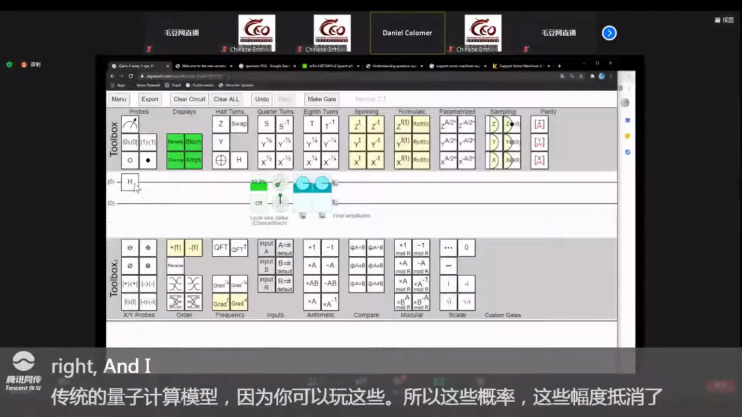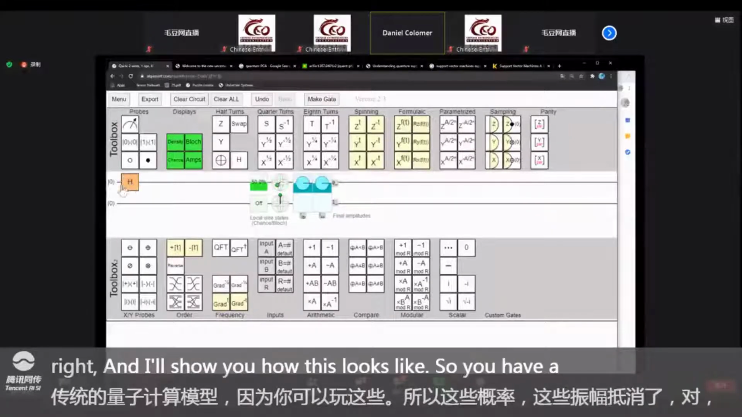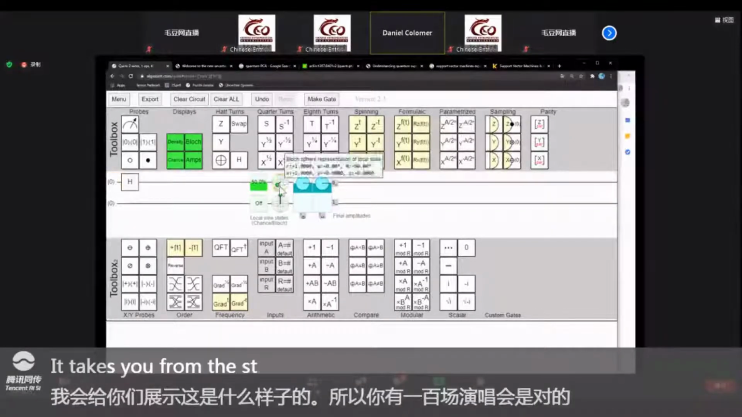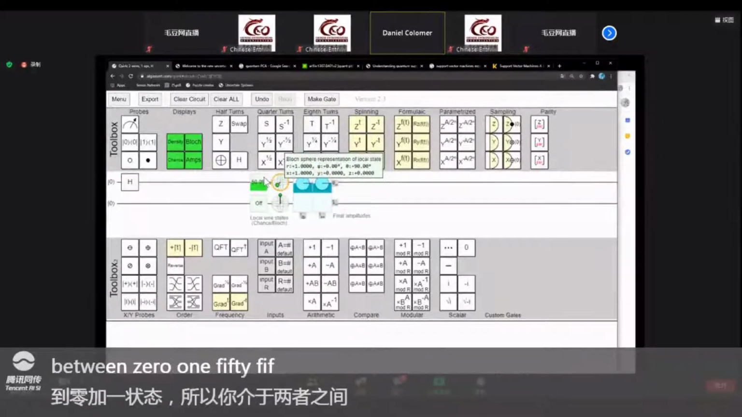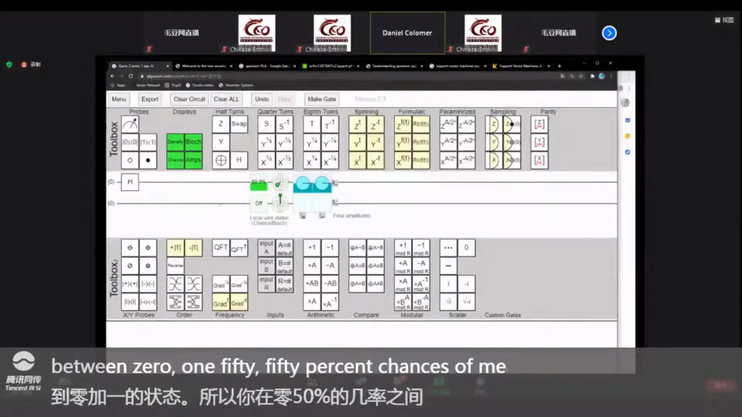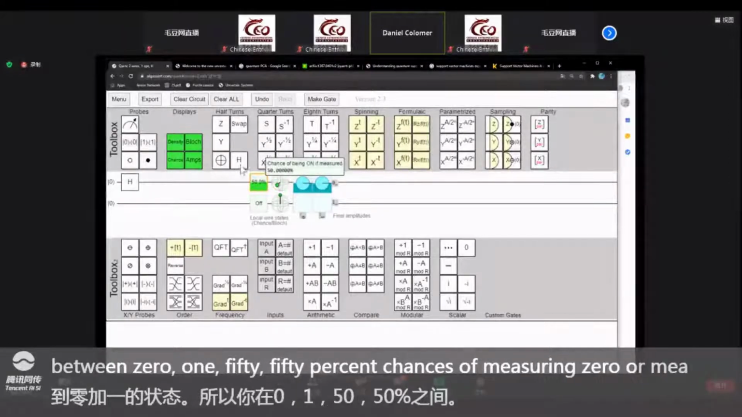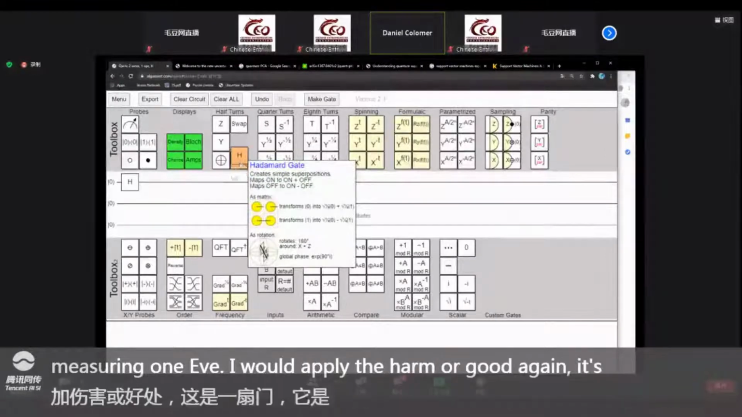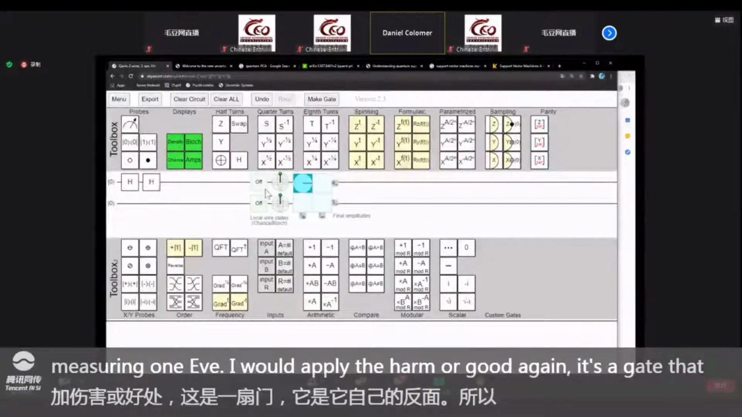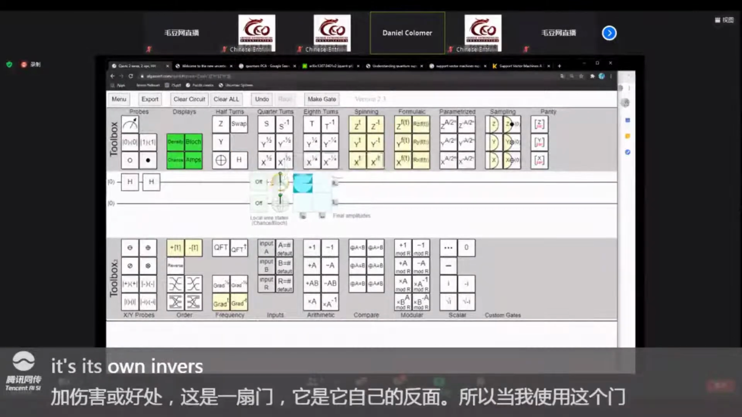So if you have a Hadamard gate, right, it takes you from the state 0 to the state 0 plus 1. So you're in between 0 and 1, with 50% chance of measuring 0 or measuring 1. If I apply the Hadamard gate again, it's a gate that is its own inverse, and so when I apply this gate, it basically goes back to the starting point, right?